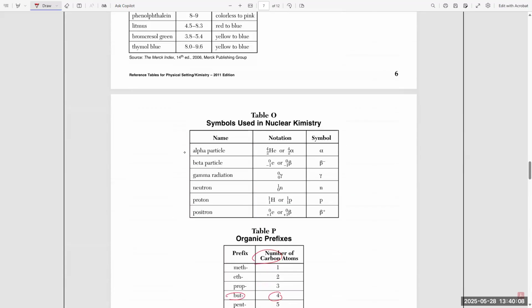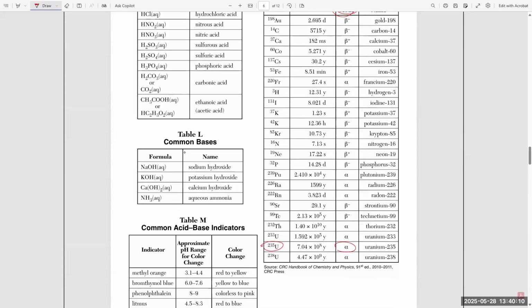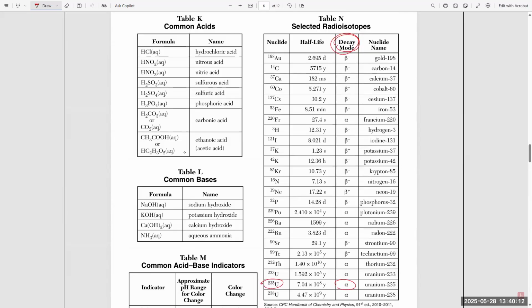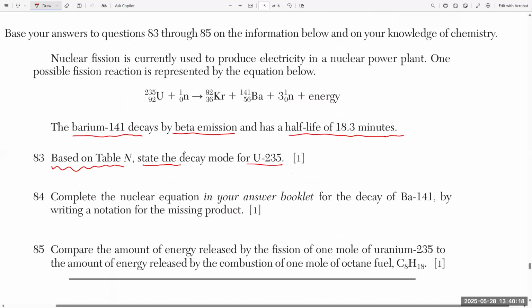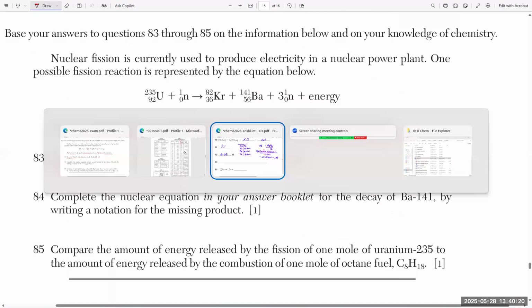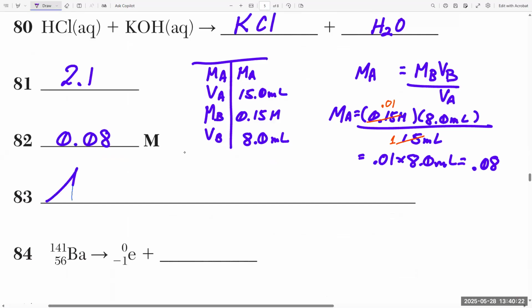So go back to table N. Remember, take a look, right? Decay mode here, uranium here, they intersect right here. So it's alpha. So what do you do? Well, you can write alpha, or you can make the symbol. It's either or.